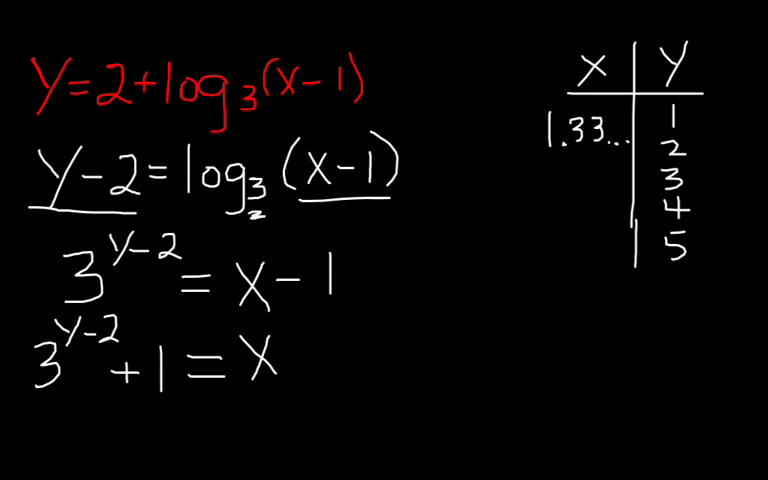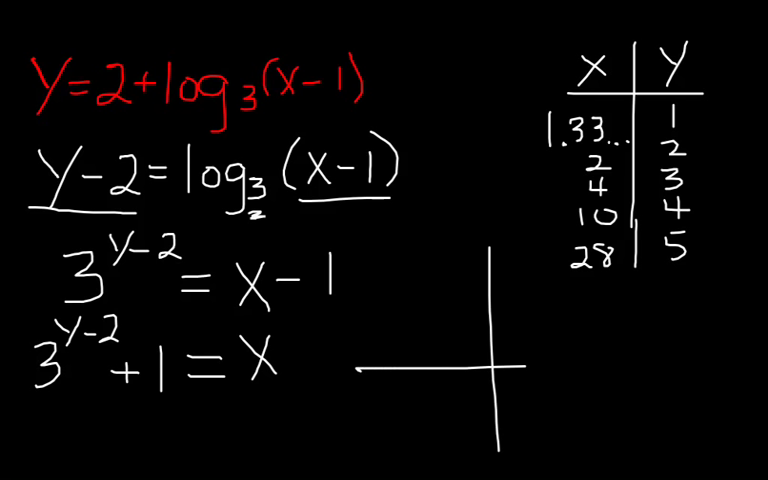And when I put 2 in for y, 2 minus 2 is 0. Anything to the 0 power is 1. So 1 plus 1 is 2. When I plug 3 into my table, 3 minus 2 is 1. 3 to the first power is 3, plus 1 is 4. When I plug 4 in, 4 minus 2 is 2. 3 squared is 9, plus 1 is 10. I can already see it's getting pretty big for my graph. And finally, when I plug 5 in, 3 to the third power is 27, plus 1 is 28. Way bigger than I'm going to be able to use on my sketch here.